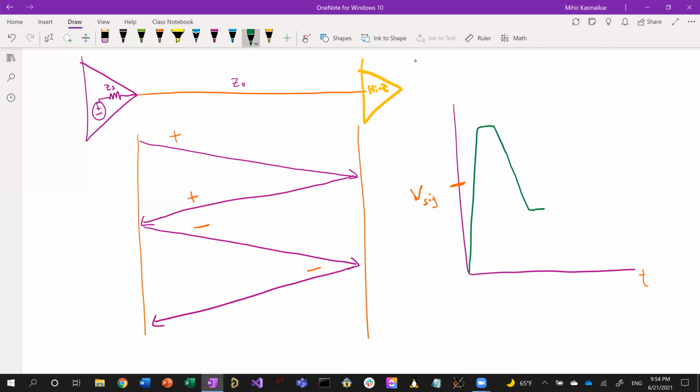And this just keeps happening. This will keep repeating, and eventually it'll stabilize. But this is the phenomenon of ringing. You see these overshoots and undershoots, and ultimately it's caused by the impedance discontinuities at the source and the receiver.